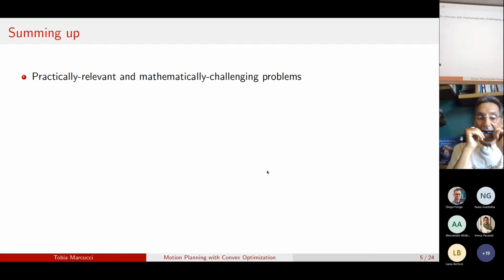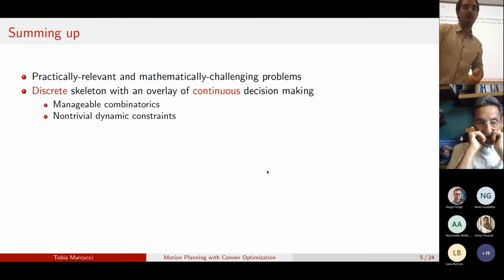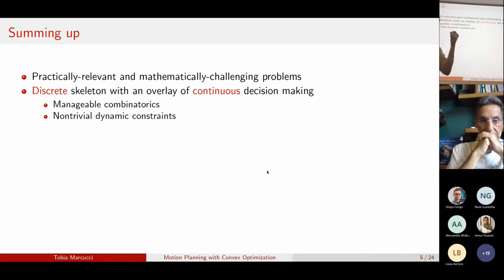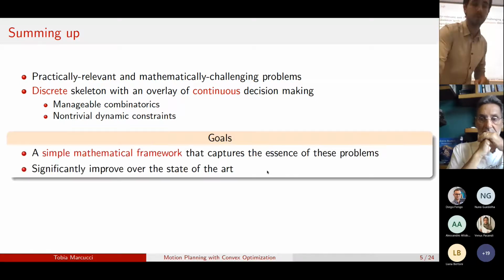So summing up, we have a multitude of practically very important problems in robotics that involve this mix of continuous and discrete decision making that is also very challenging and very interesting from a mathematical point of view. Again, these problems have this discrete skeleton. Typically, you have this underlying or higher level discrete decision making, but then you need to fill the details of the robot dynamics. And this structure is shared by the various problems I showed you so far.